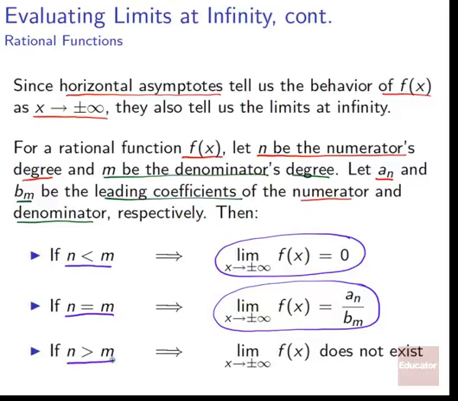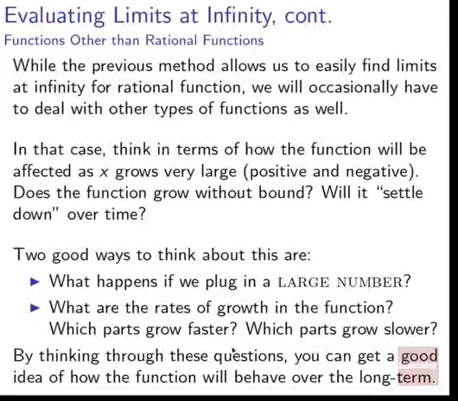And finally, if n is greater than m, that means the growth rate of the top is greater than the growth rate of the bottom. So the top manages to escape and sort of run off forever. So that means the limit as x goes to positive or negative infinity of f of x simply does not exist because it will never stabilize to a single value. So that tells us what to do with rational functions.